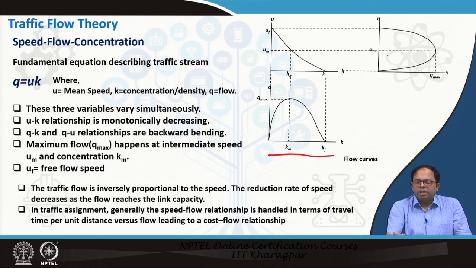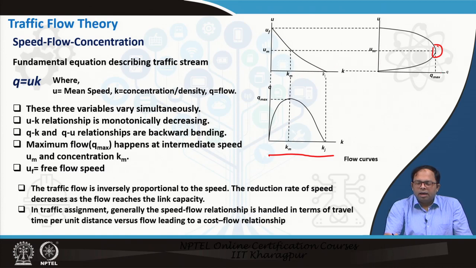And the same happens over here, speed, you can see that at this part is Q max. This is the point beyond which speed doesn't decrease further. So this is the maximum point, and you can see this is maximum flow, Q max.